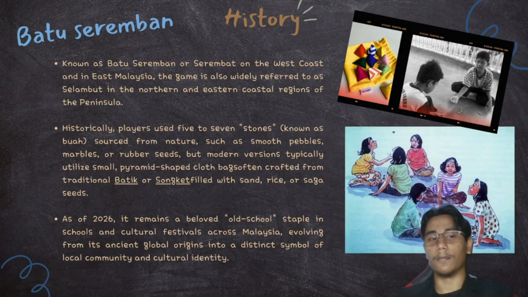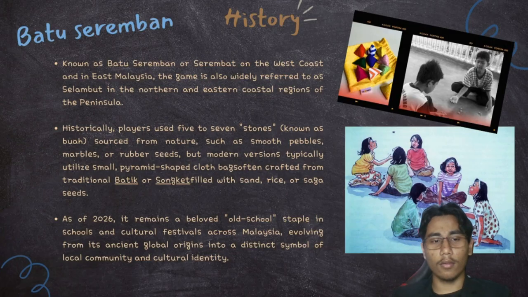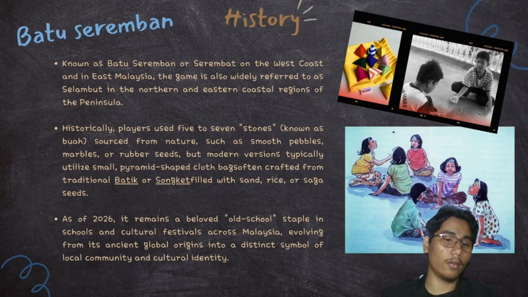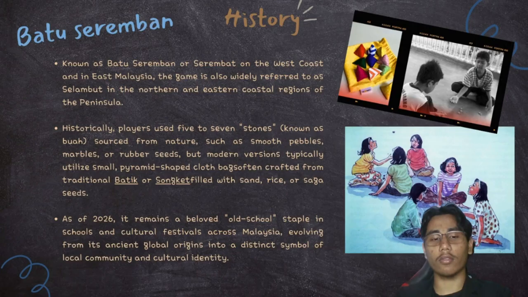Batu Seremban. The history of Batu Seremban, known as Batu Seremban or Serembat, on the west coast and in East Malaysia. The game is also widely referred to as Serambut in the northern and eastern coastal region of the peninsula. Historically, players use 5 to 7 stones, known as buah, sourced from nature, such as smooth pebbles, marbles, or rubber seeds. But modern versions typically utilize small, pyramid-shaped cloth beds often crafted from traditional batik or songket, filled with sand, rice, or saga seed.